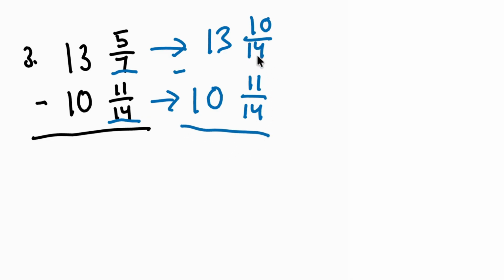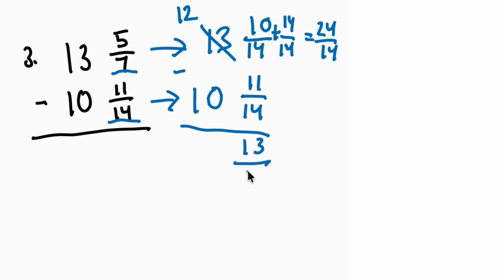But 10/14 minus 11/14, we can't do that because 10/14 is less than 11/14. So what we have to do is we have to regroup. 13, we remove 1, it becomes 12, and we add the whole, which is 14/14, to 10/14, which becomes 24/14. Then we subtract 11/14 from that. 24 minus 11 is just 13, over 14. 13/14. Then we subtract the whole numbers. 12 minus 10 is 2. 2 and 13 over 14.